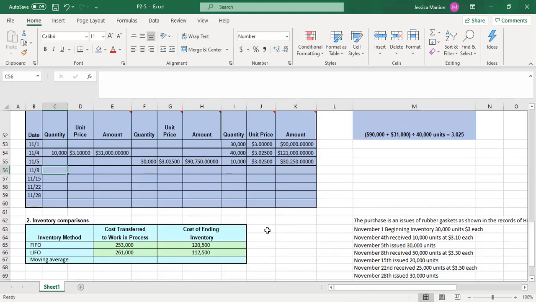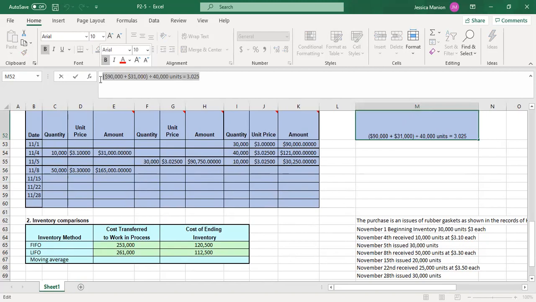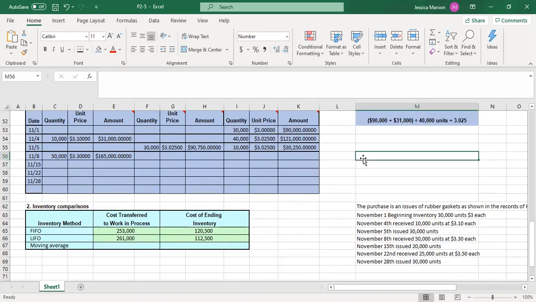Okay. November the 8th, received. Since we're receiving more units, now we're going to have to calculate another weighted average cost per unit, right? Okay, so we've got 50,000 units at $3.30 each, which equals 50,000 times $3.30. And so again, now we have to calculate another, so I'm going to copy this and just put in the new stuff right here, right?